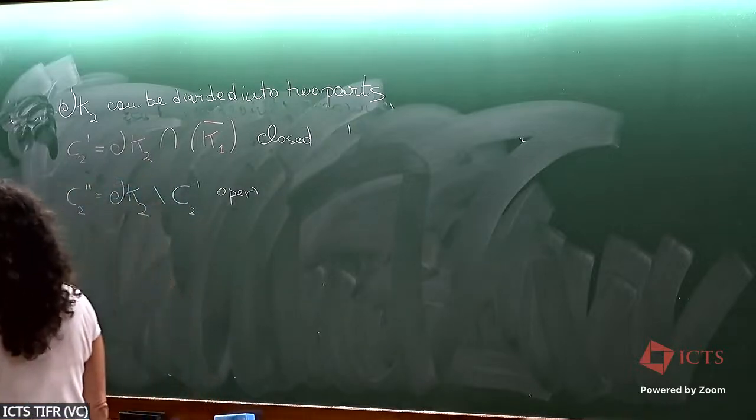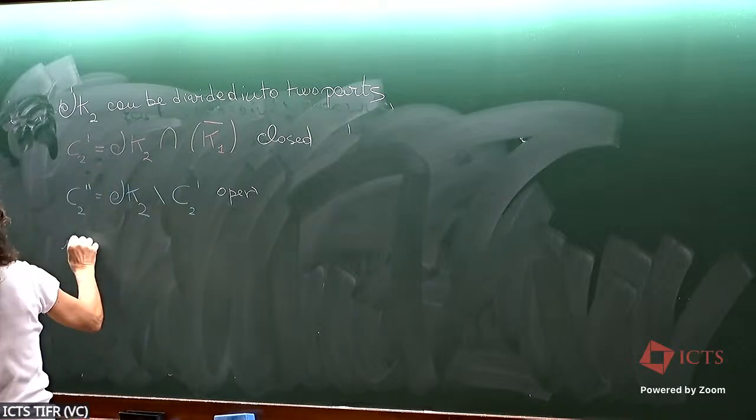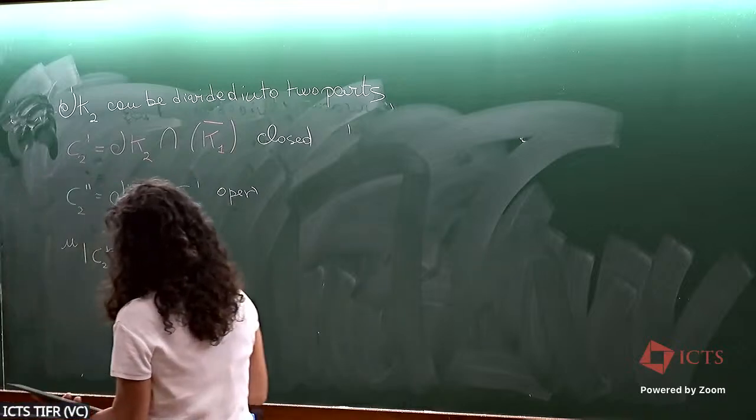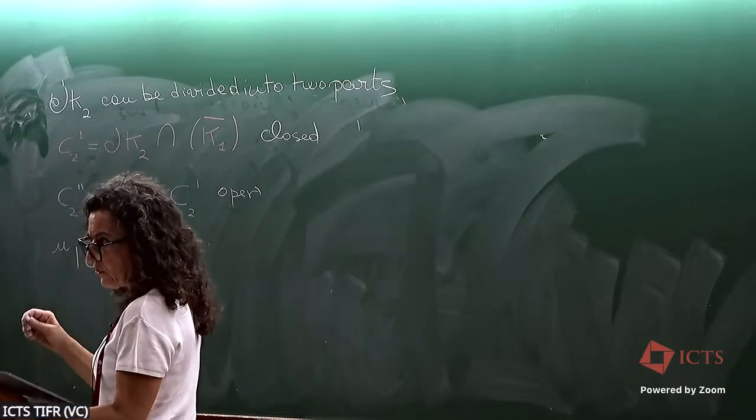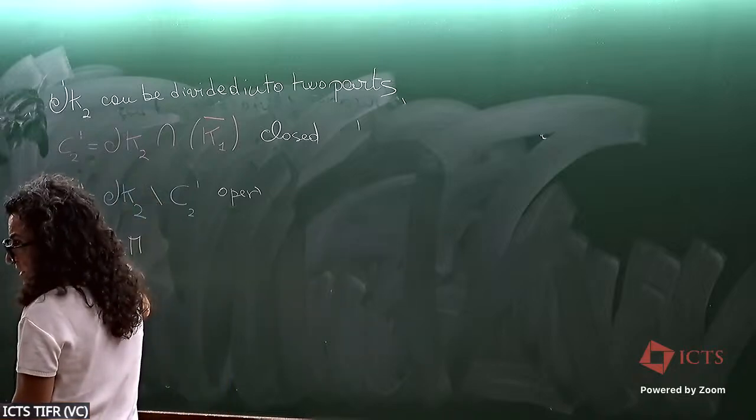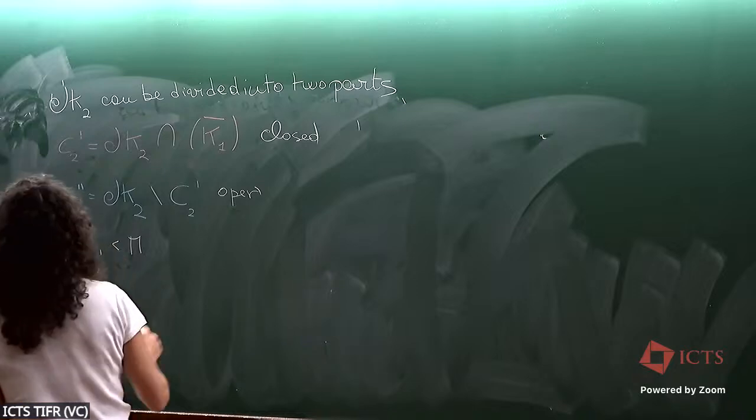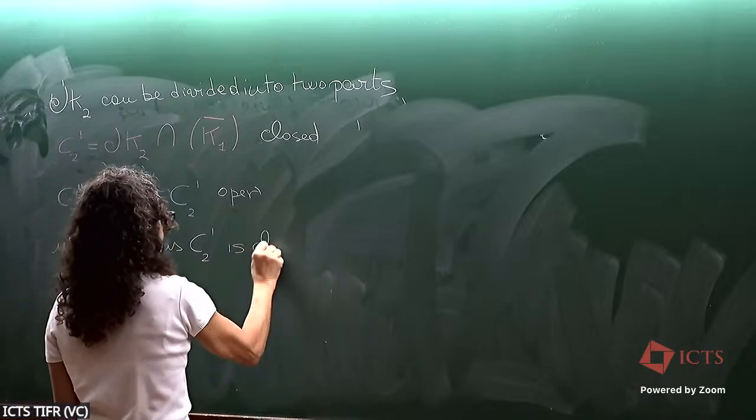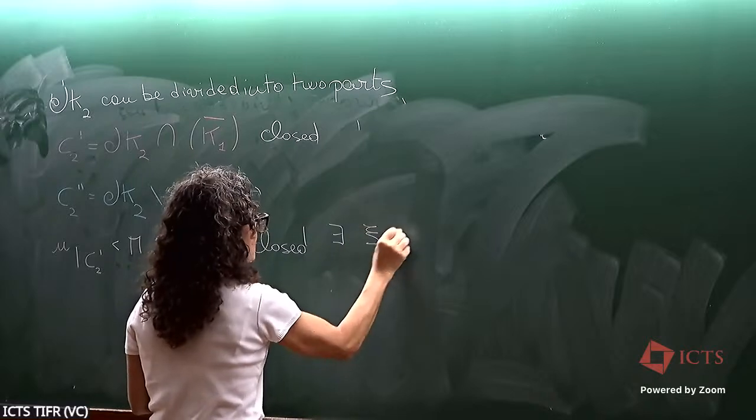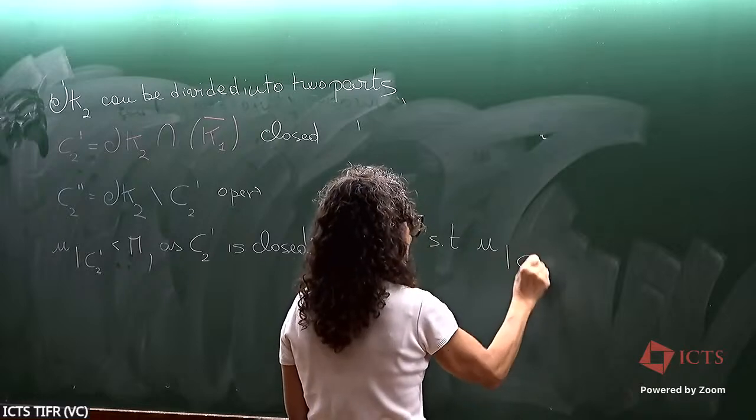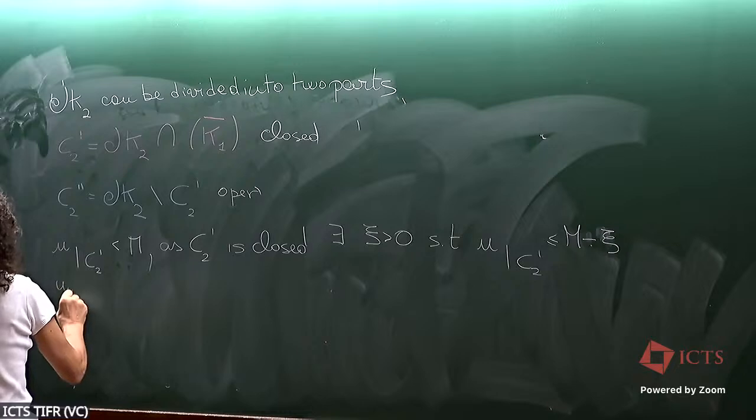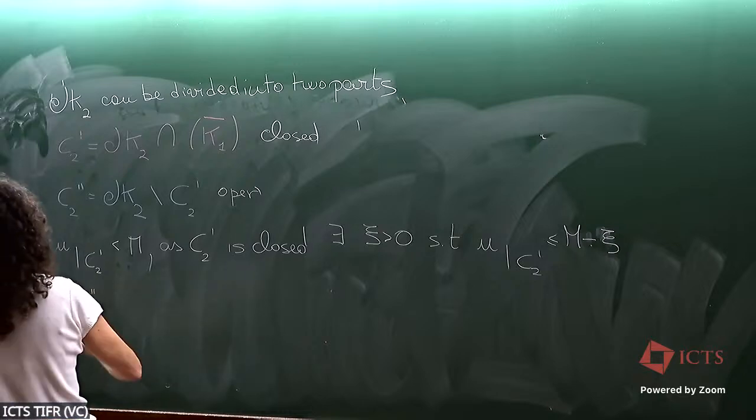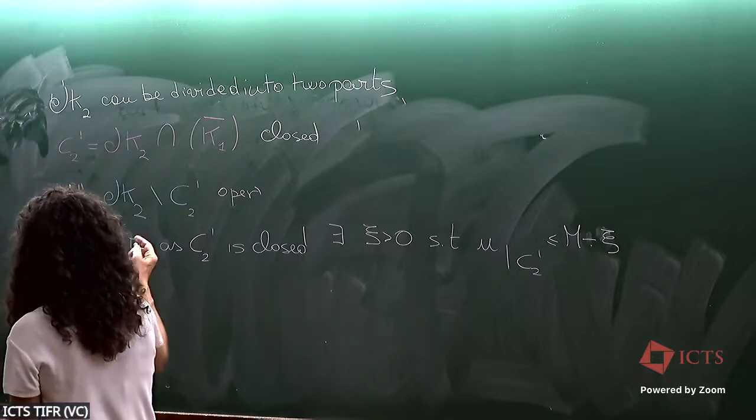Okay, so let us see what happens for U on this part of the boundary. U restricted to C2 prime. In general, this C2 prime is inside K, so U is smaller than M. But then, as C2 prime is a closed set, you can say a little bit more. There exists c larger than 0 such that U restricted to C2 prime is smaller or equal than M minus c. This will be important. Moreover, in general, U restricted to C2 double prime is smaller or equal than M, because this holds anywhere.